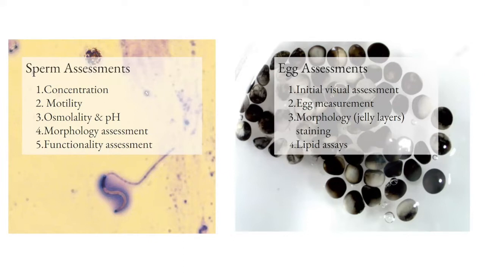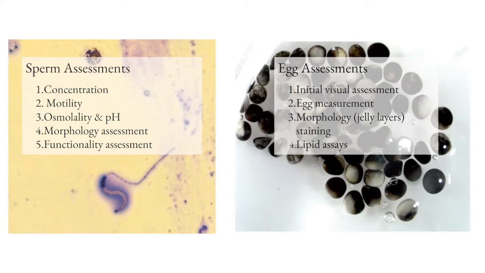Then we'll also address some of the egg assessments that might be available for amphibians. There aren't a lot documented in the research for amphibian egg quality assessments, but I know of a few that we do in our program, and these are the basic ones that can be seen in the literature, starting with highly basic assessments like visual assessments and egg measurements, getting a little more advanced into looking at the composition of the egg, what it contains in terms of nutrients and protection, like the jelly layers.